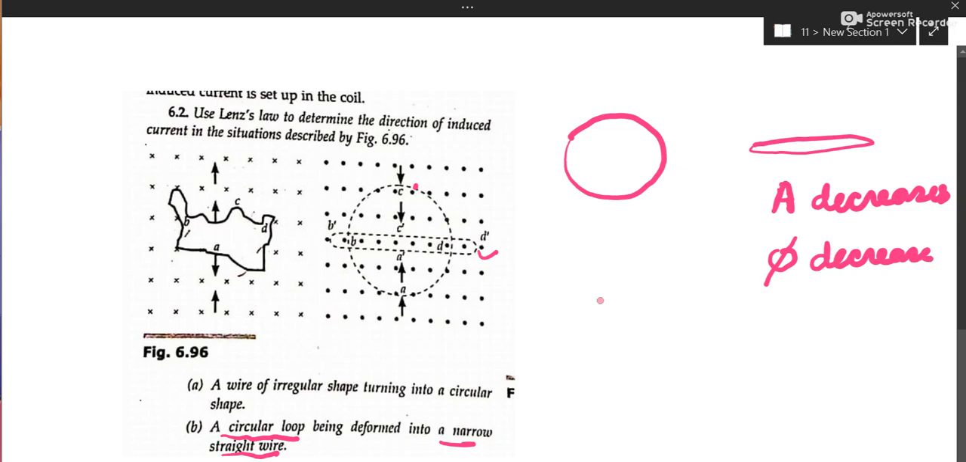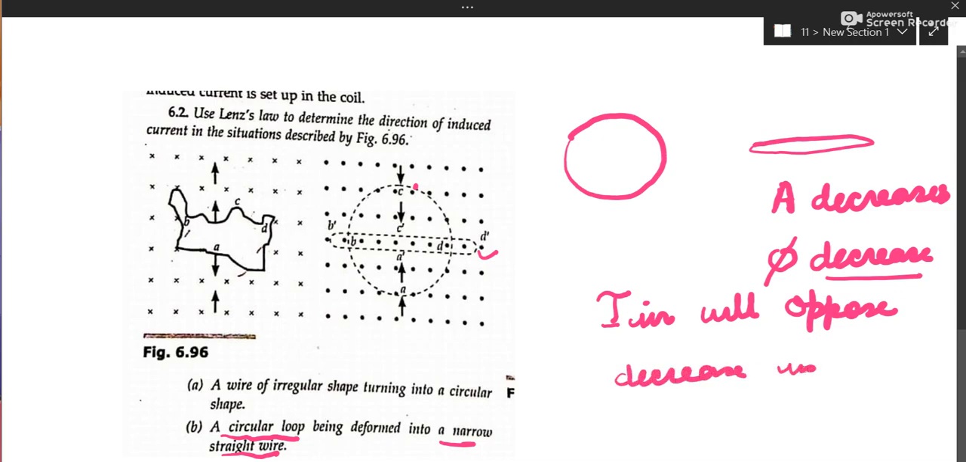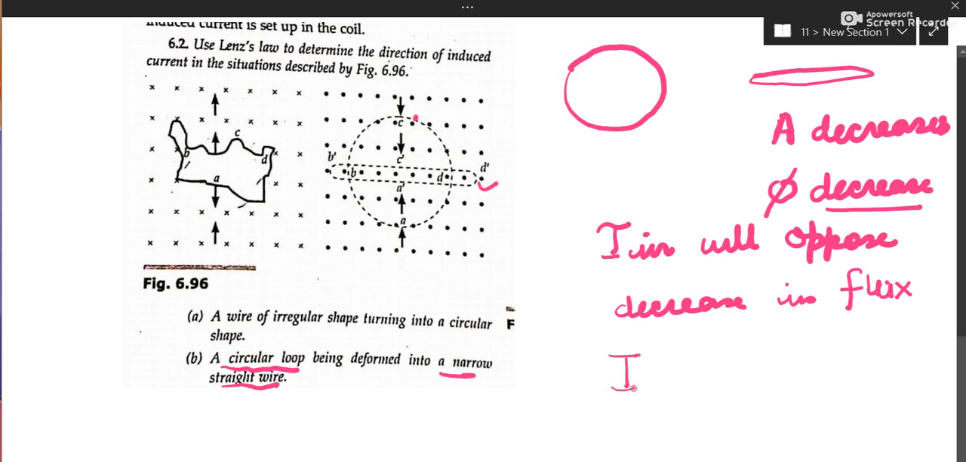Now according to Lenz's law, induced current will oppose the cause. The flux is decreasing, no? Will oppose the decrease in flux. So how can you oppose the decrease? By supporting it. So induced current will support the given magnetic field. Then only you can stop it from decreasing.